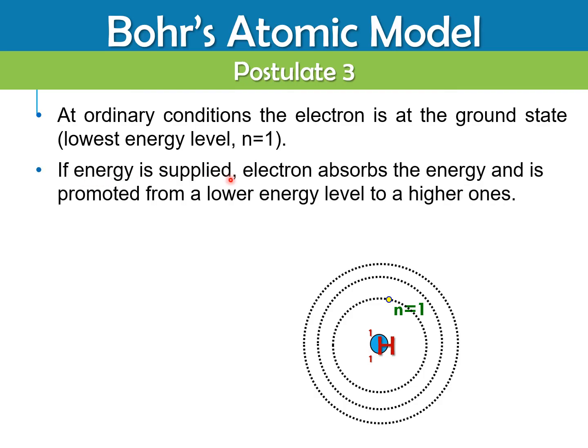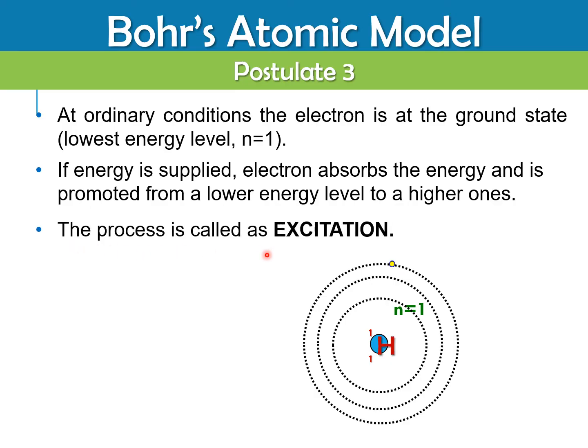If energy is supplied, electron absorbs the energy and is promoted from a lower energy level to a higher one. That means kalau ada bekalan tenaga, elektron ni dia akan serap tenaga tu. Bila dia serap tenaga tu, dia akan mula bergerak daripada energy level yang rendah kepada energy level yang lebih tinggi. The process is called as excitation. Proses elektron bergerak daripada energy level rendah kepada energy level tinggi tu dipanggil sebagai excitation.